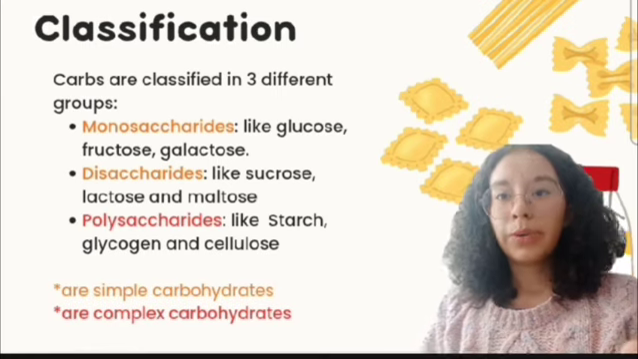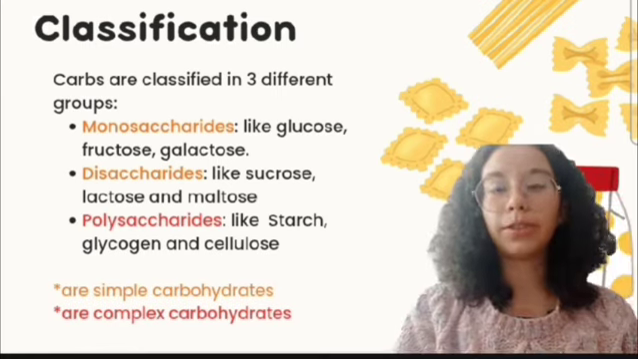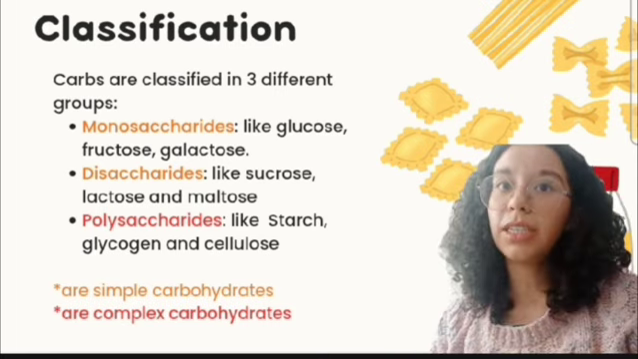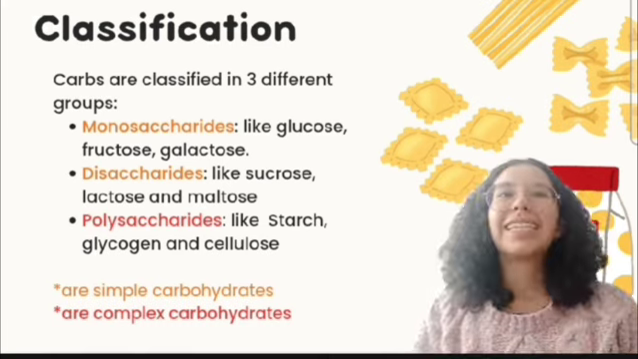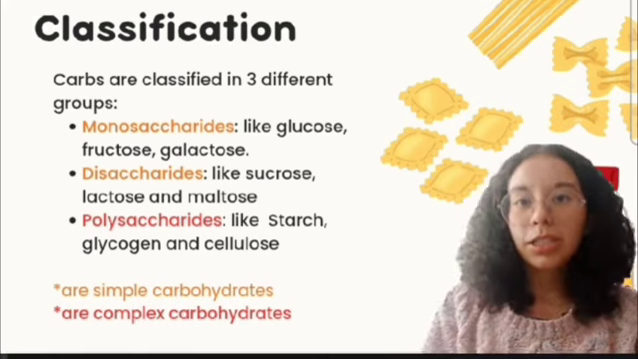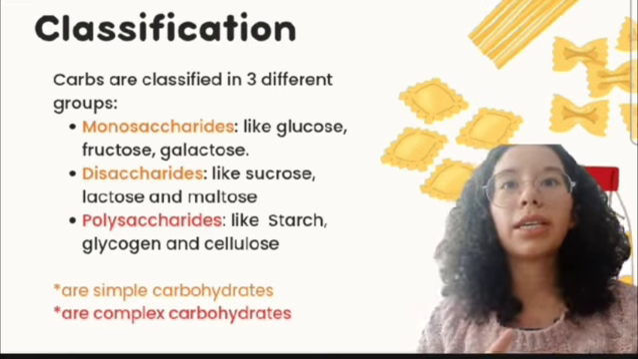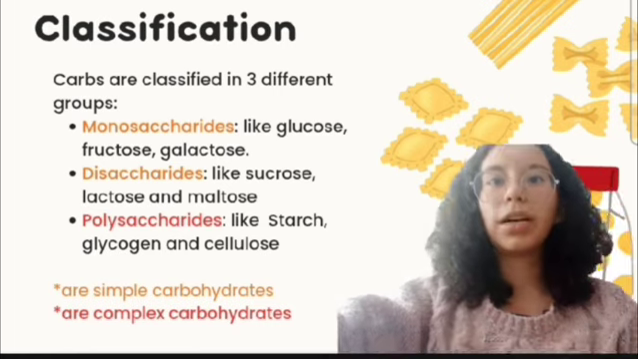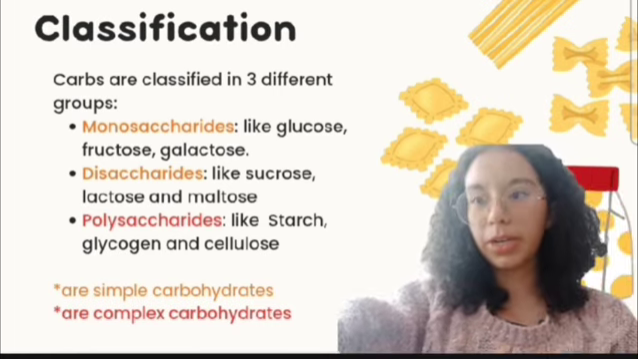Okay, so now we have a classification. Carbs are classified into three different groups that are monosaccharides like glucose, fructose, and galactose, disaccharides like sucrose, lactose, and maltose, and polysaccharides like starch, glycogen, and cellulose. Monosaccharides and disaccharides are the simple carbohydrates, while polysaccharides are complex carbohydrates.